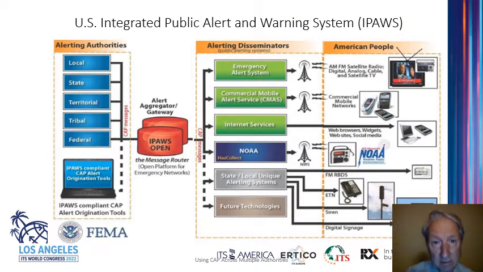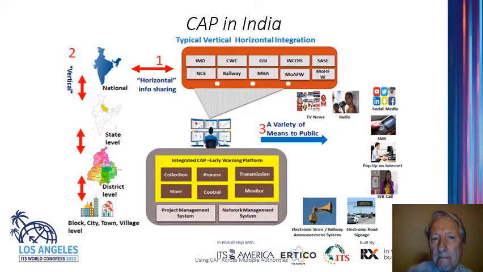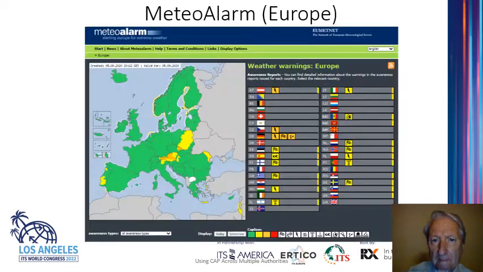Of course, there are many types of hazards other than weather. The U.S. Federal Emergency Management Agency aggregates CAP alerts from more than 1,600 federal, state, local, tribal, and territorial alerting authorities, including that National Weather Service feed. Other large countries have taken the same approach. India's CAP-based system aggregates from villages and cities up through districts and states, and on up to the national level.